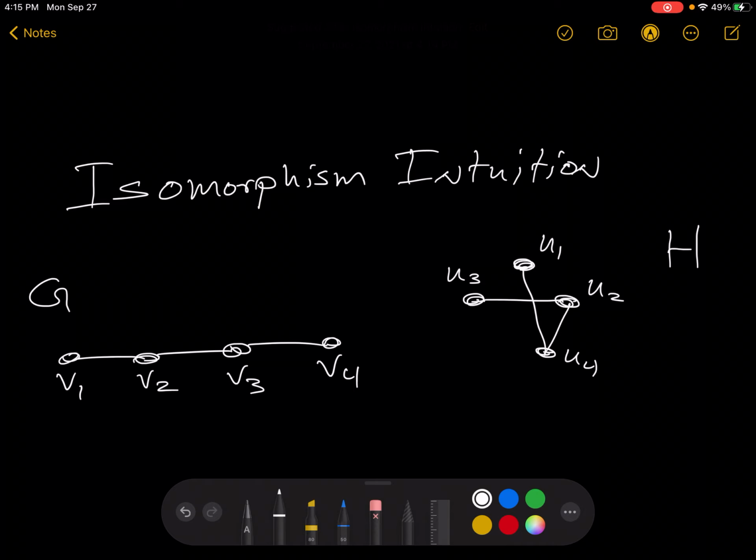Now the way to see that, and the intuition for this, is to look at H over here. Think about picking up H and unwinding it. So you take U1 down and move it over, move U4 over, and then pull it straight, and then it will look just like G. So the idea is if you can take H, pick it up off the page, move the vertices around a little bit, shorten or lengthen the edges some, and then set it down on G, then they're isomorphic.